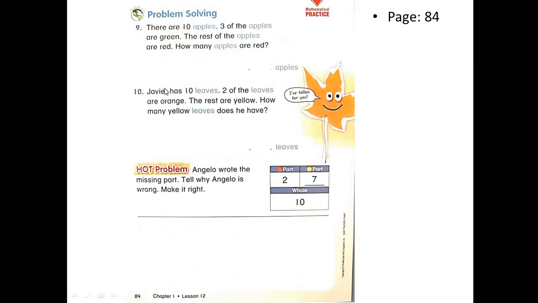And here we have 2 problems. You can also solve them by yourself. Stop the video, think about them, and try to solve. Then you can check your answers here.